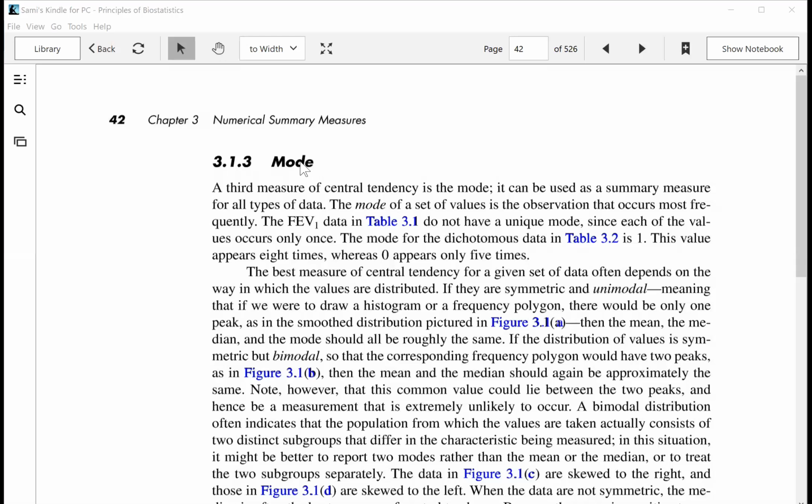And your mode, it's the third measurement. It can be used as a summary measure of all types of data. The mode is the observation that occurs most frequently.